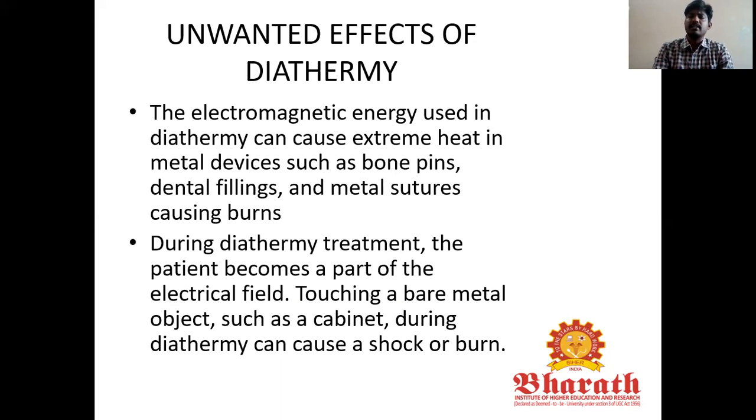One patient is affected by some injury, and after that, bone pins are fixed inside the body. In that particular area, he or she is getting a lot of pain. We can't treat that patient with the help of diathermy, because the electromagnetic energy extremely produces heat in metal devices. It is one of the major unwanted drawbacks of diathermy.